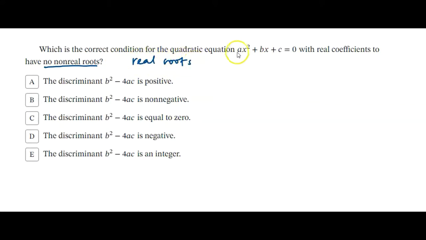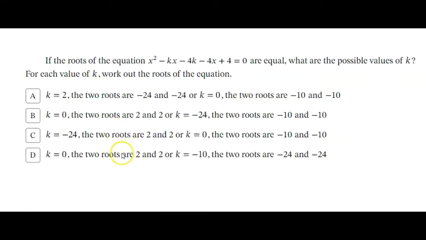All right. We want to make sure that ax squared plus bx plus c equals 0 has only real roots. Then the discriminant has to be greater than or equal to 0. Is it equal, the first one a is positive, is non-negative, is equal to 0, is negative, is an integer? So the answer is B, because non-negative means that it is greater than or equal to 0. Okay, let's continue to the next question.